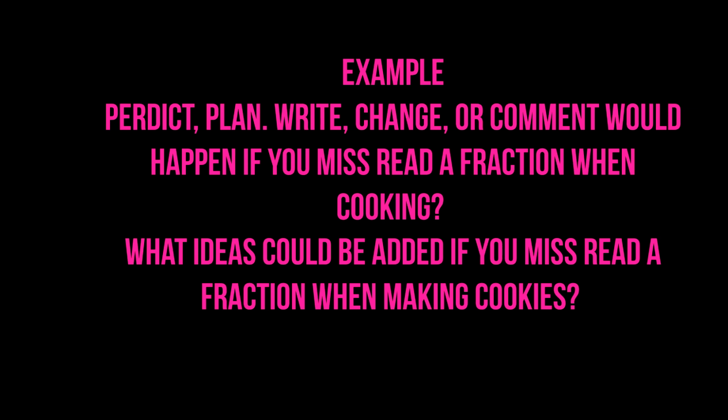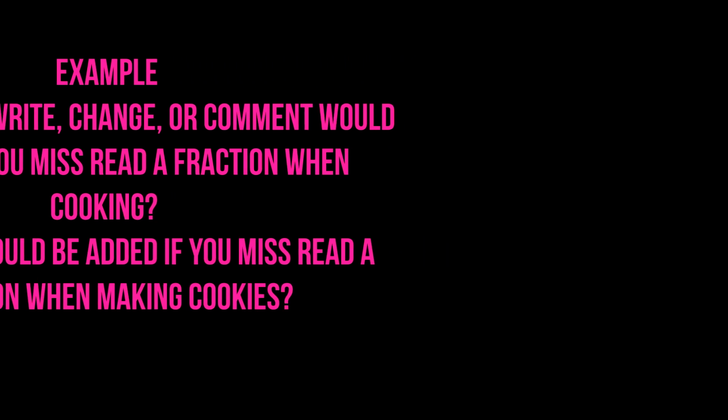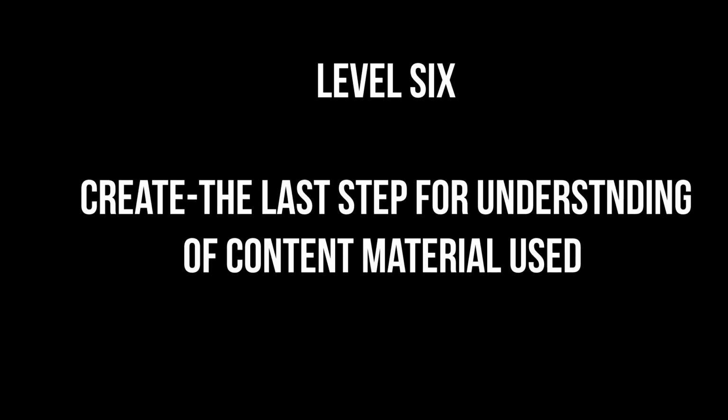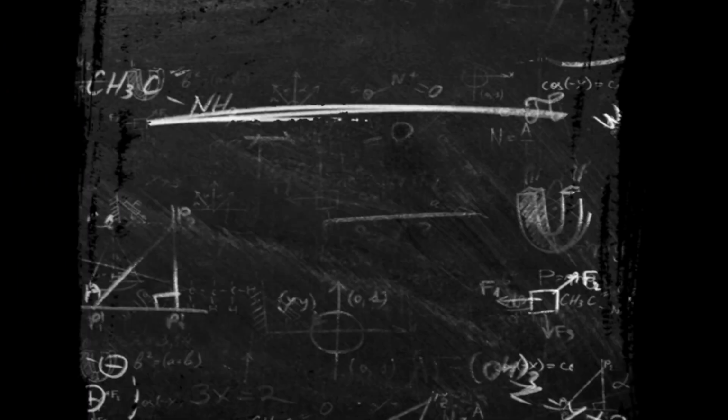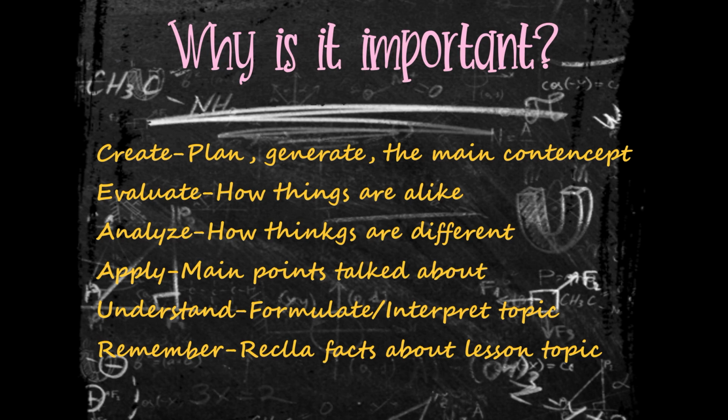For cookies to even appear in class, we now move on to level 6, the top level of Bloom's taxonomy, which is to create. Here, the students will create cookies by designing, planning, and generating their own recipes and making cookies within the classroom. Now we have an understanding of the 6 levels of Bloom's taxonomy of cognitive learning process.